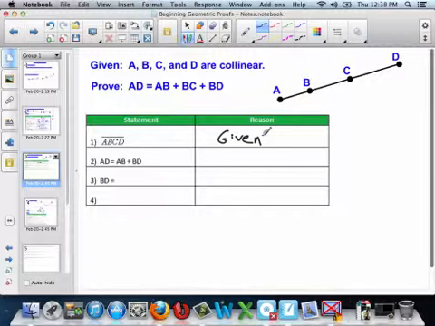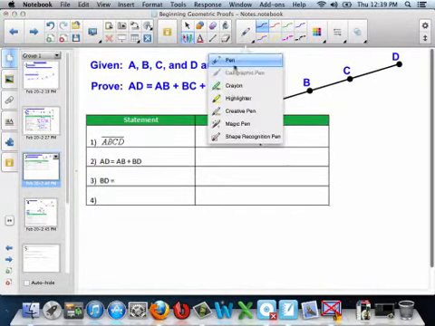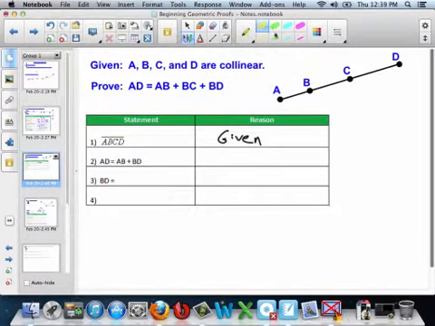Okay, but AD represents something. It's not just the points A and B. AD is a segment, so the whole segment AD is equal to AB plus BD. Why is that true? Taylor?